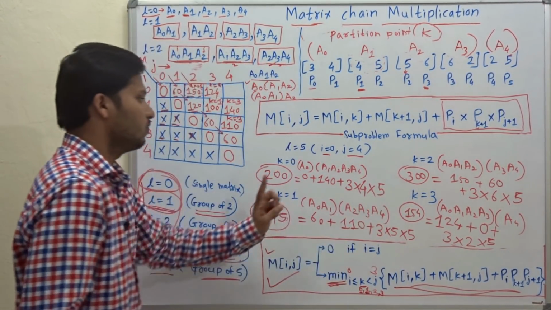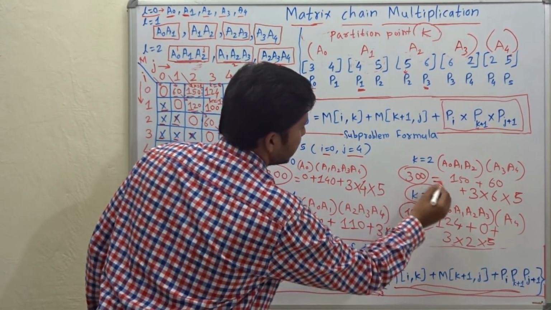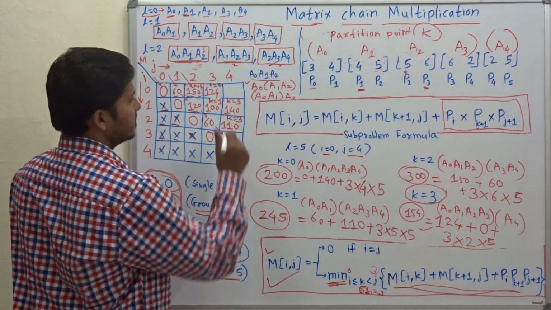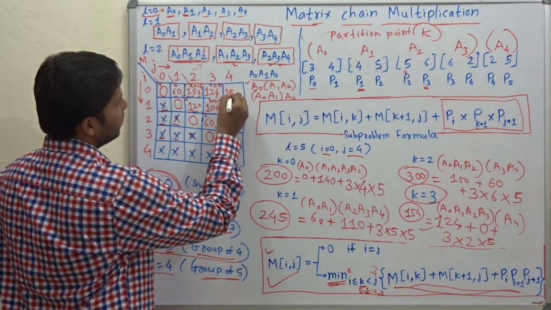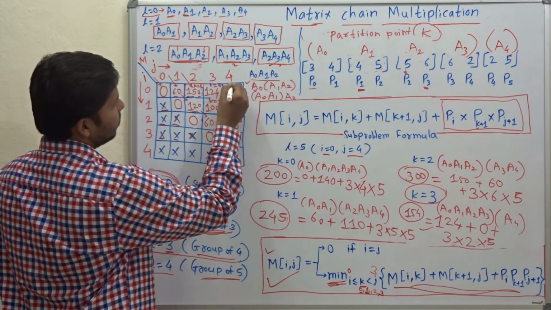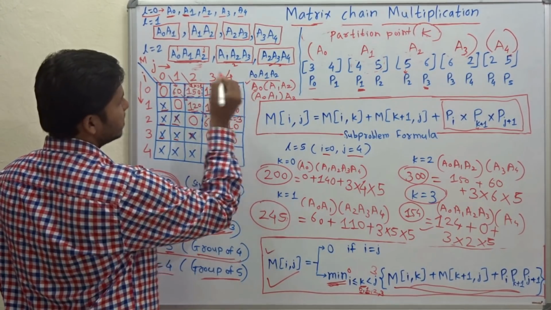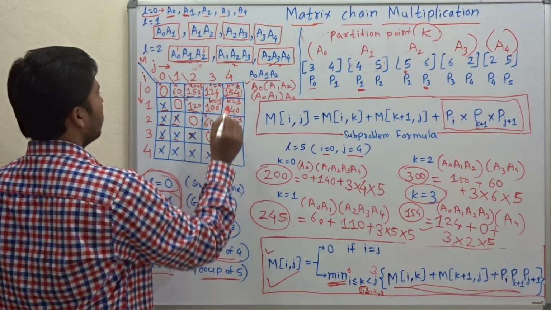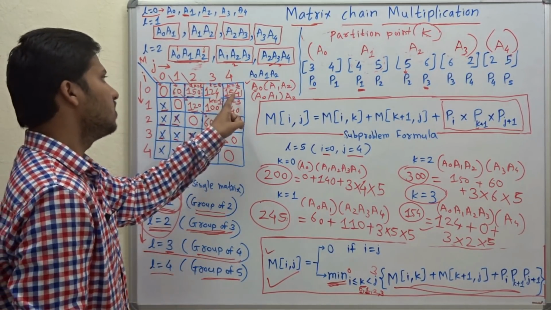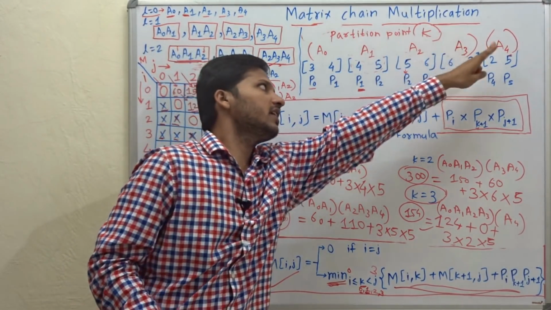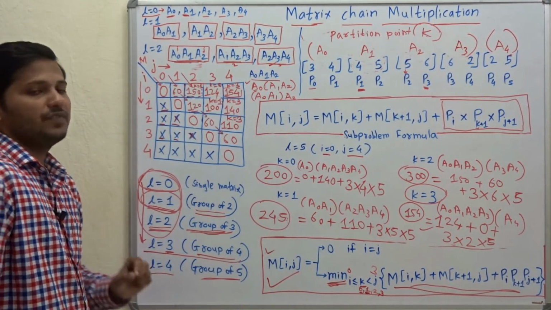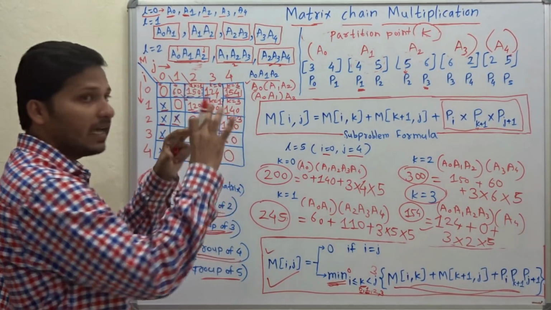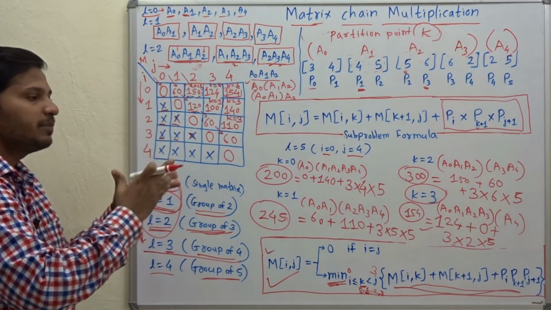So what is the minimum? 154 is the minimum, which means k equal to 3 is the partition point and 154 is the minimum cost. So here I write 154 and k equal to 3 as the partition point. So the minimum cost for multiplication of 0 to 4, the matrices A0, A1, A2, A3 and A4, is 154. Now how to trace back, that means how to find out the arrangement of matrices, that arrangement of brackets.